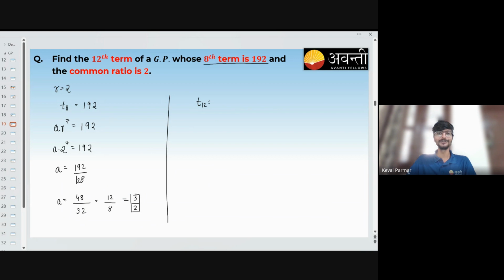T12 will be equal to A into R raised to 11. That means 3 by 2 into, what is R? R is 2, raised to the power 11. That means 3 into 2 raised to the power 10. 2 raised to the power 10, I think it is 1024, right? It is 1024. So 3 into 1024. Am I correct? So 4 threes are 12. 3072 is my answer. Correct, guys?